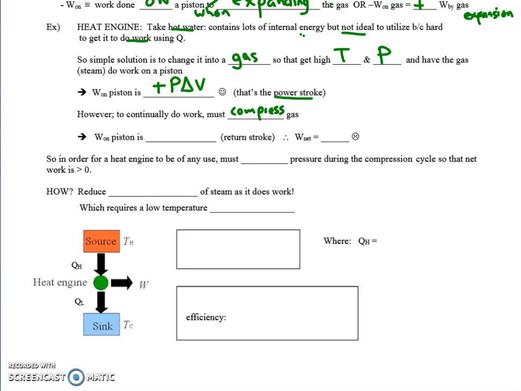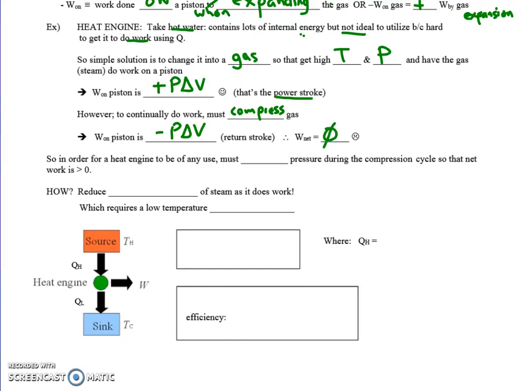Okay? And so if we compress the gas and we calculate the W on the piston, since it's going to be decreasing in volume, we're going to get negative P delta V. It would make sense that the work done on the piston in the downstroke, or the return stroke, is going to be the opposite of the power stroke. So if we do the net work for the whole two-part cycle, we see that W net is the sum of these two, which is 0.